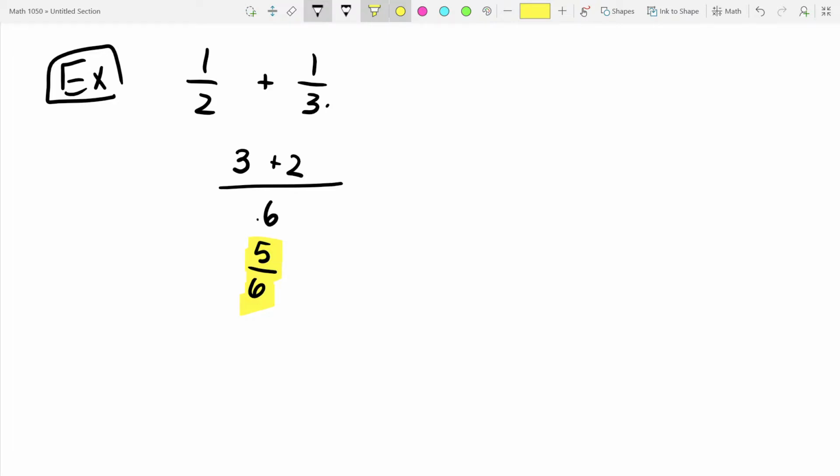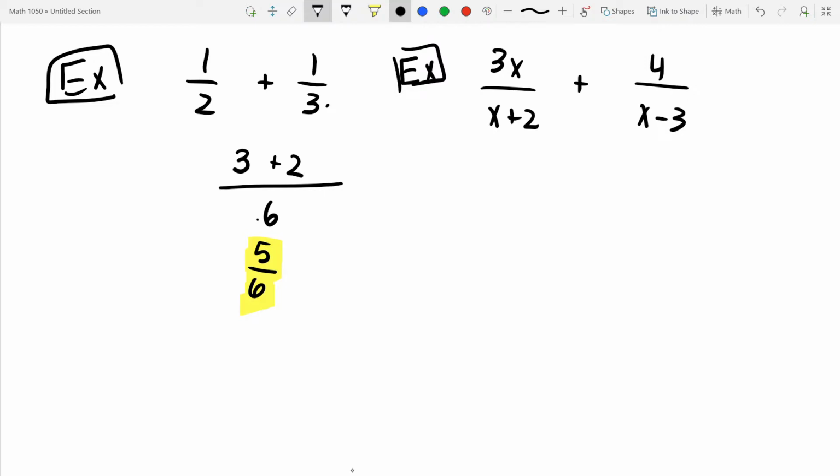Okay, now just a little bit more difficult. Another addition. So 3x over x plus 2 plus 4 over x minus 3.